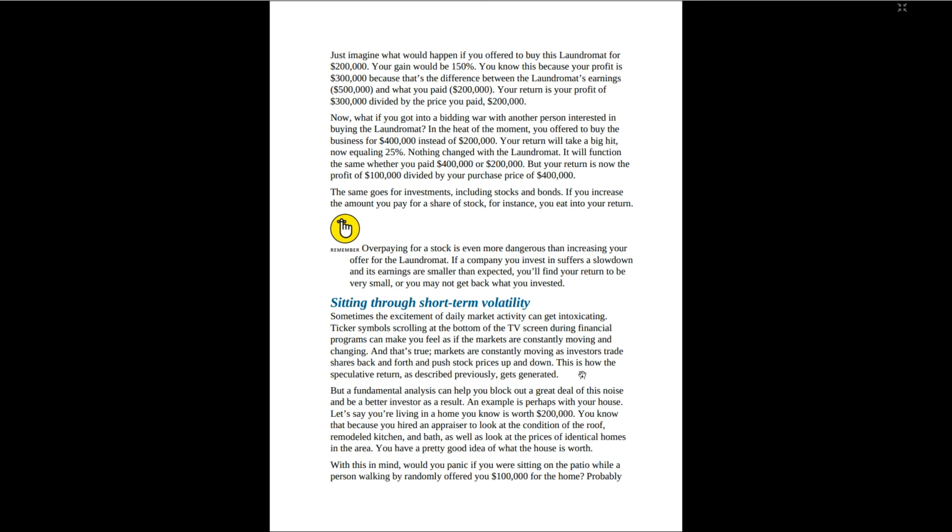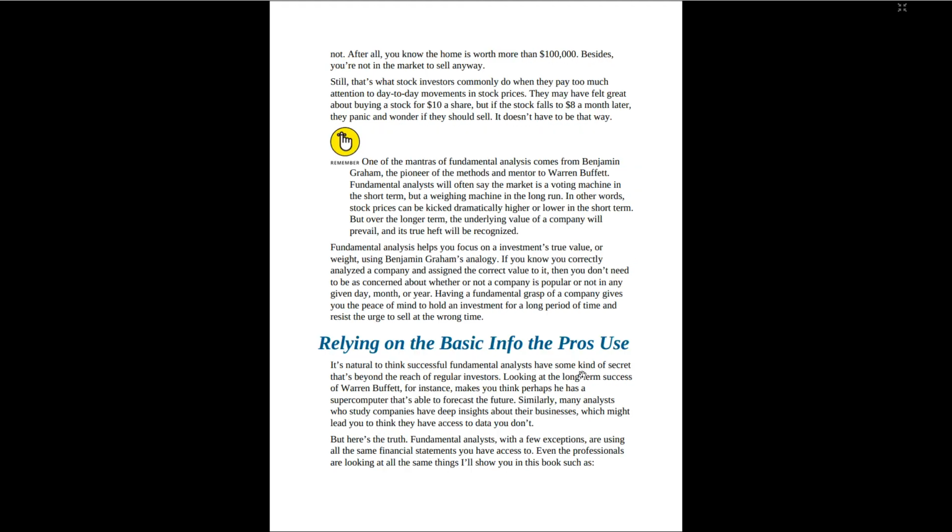With this in mind, would you panic if you were sitting on the patio while a person walking by randomly offered you 1 lakh dollars for the home? Probably not. After all, you know the home is worth more than 1 lakh dollars. Besides, you are not in the market to sell anyway. Still, that's what stock investors commonly do when they pay too much attention to day-to-day movement in stock prices.